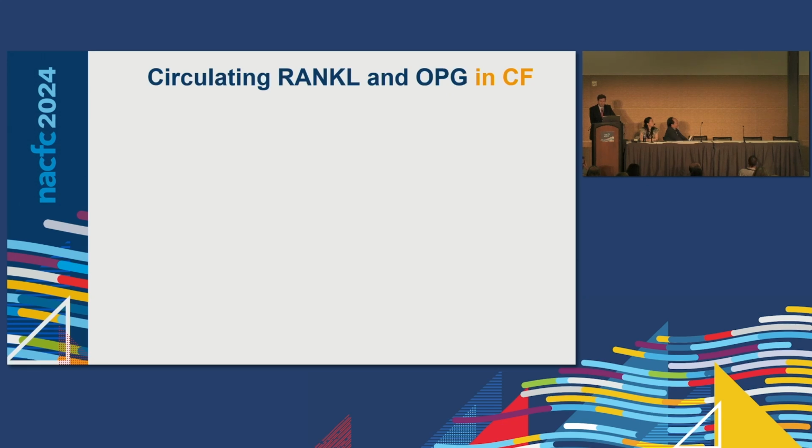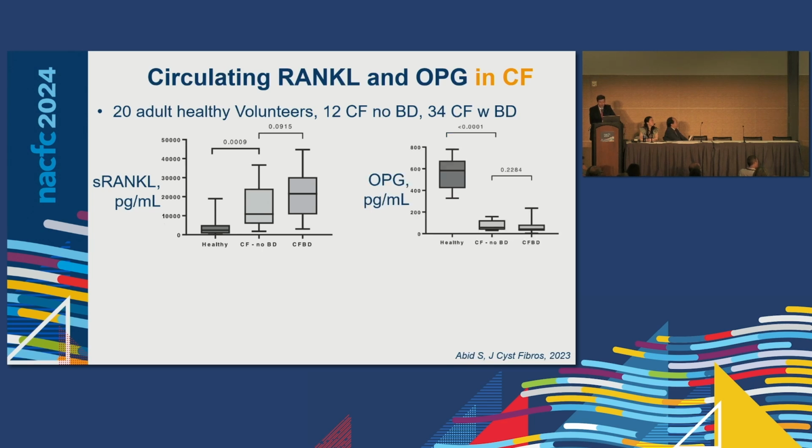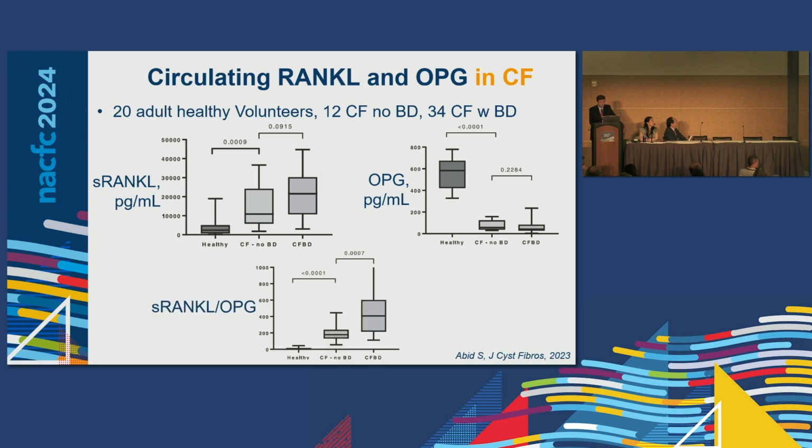But how is this relevant to humans? Our group has looked at that, and we published last year in the Journal of Cystic Fibrosis a comparison of RANK ligand and OPG in healthy volunteers, CF patients, people with CF and no bone disease, and CF with bone disease. And you could see how serum RANK ligand increases progressively from healthy to CF with no bone disease to CF with bone disease. OPG levels are much lower in CF, but not different in those with and without bone disease. And if one looks at the ratio, it is significantly different between those three groups.